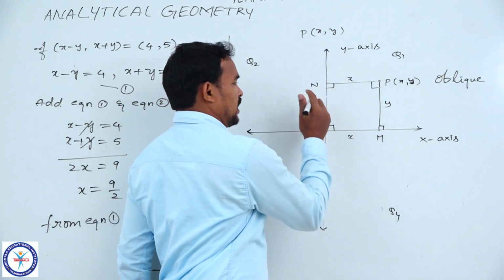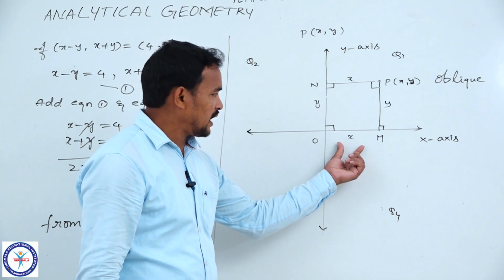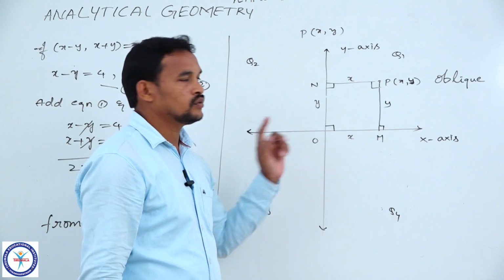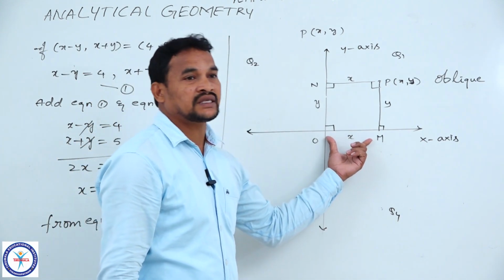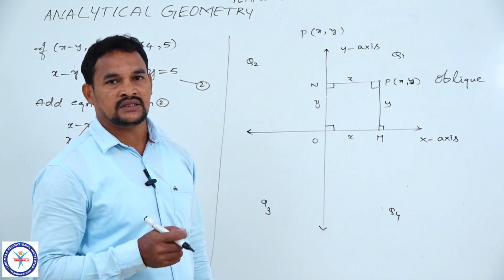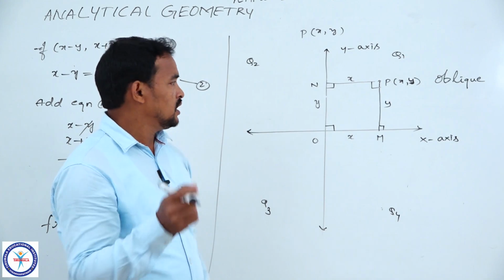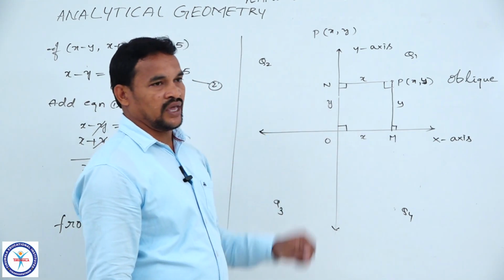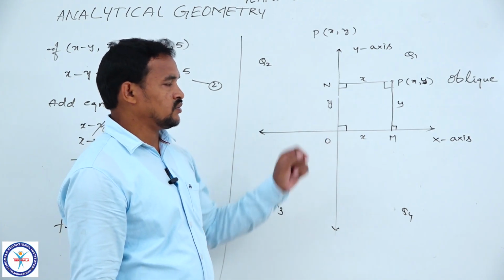PM is y, which means ON is also y. Here we observe that x means the distance from point M to the origin. So this is nothing but the x-intercept. X-intercept means the perpendicular distance from here. OM is nothing but x, ON is nothing but y. X is called the x-intercept, y is called the y-intercept.